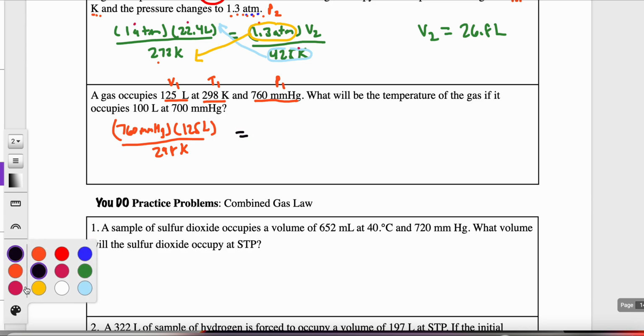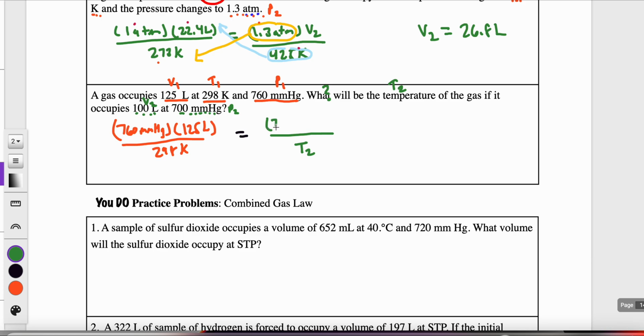Now I have to figure out what I'm solving for. It says, what will be the temperature? What is the big indicator that I need to solve for my other temperature? T2 is my unknown. Here is my T2. That's my unknown. You could put X there. Temperature of the gas, if it occupies 100 liters, so I have a second volume, and that's associated with mmHg, so I have a second pressure. So I have 700 mmHg, millimeters of mercury, times a second volume of 100 liters.